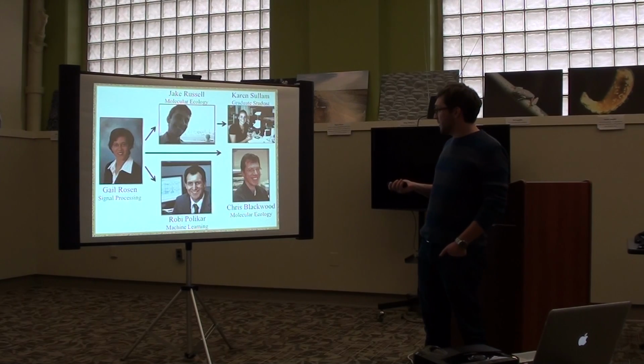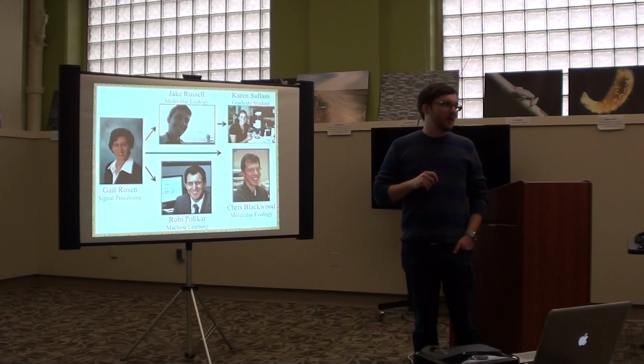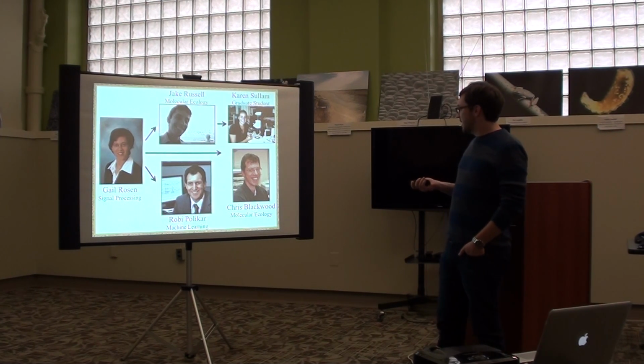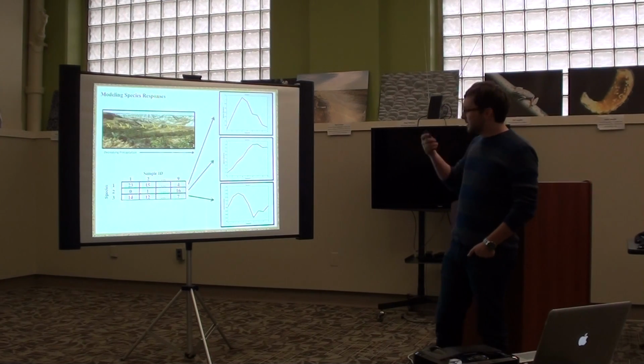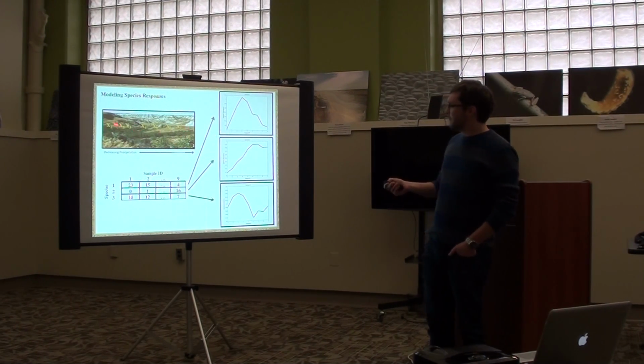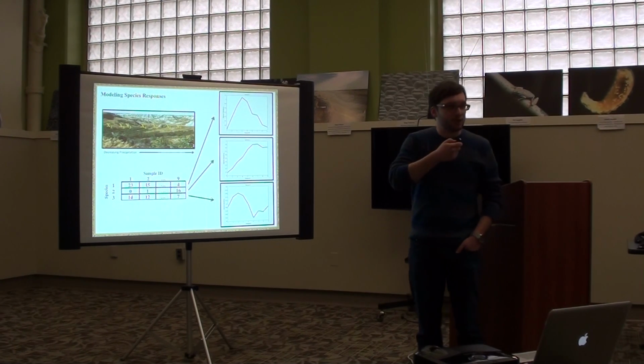So at this point, Gail had introduced me to Chris Blackwood, who's a molecular ecologist. He is at Kent State University. And Chris and I were looking at modeling species responses. So let's say we have a piece of land here, and across this land we have decreasing precipitation. So we call this change in environmental condition an environmental gradient.